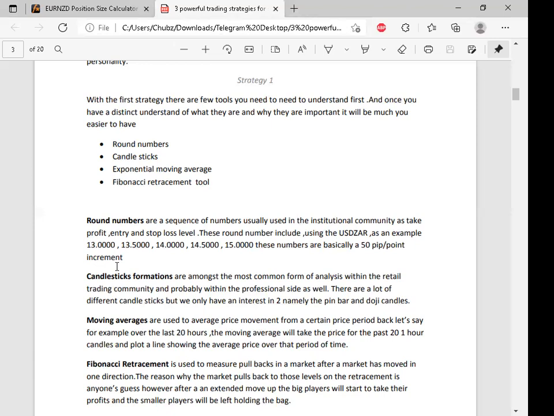Now, these are basically 50 pip or 50 point increments depending on the market that you're trading. So we're looking at 13 rand, 13.50. Let's say you're moving up: 13 rand, 13.50, 14 rand, 14.50, and 15 rand. Those are the 50 pip or 50 point increments that we call the round numbers.